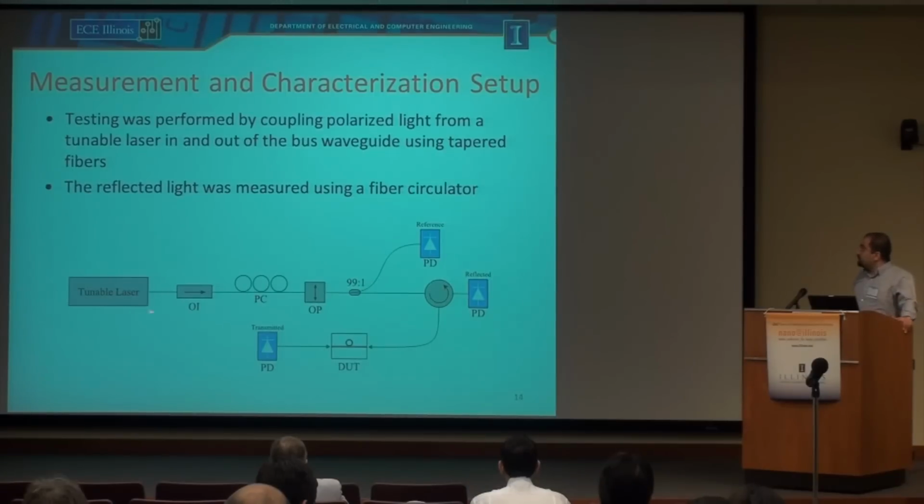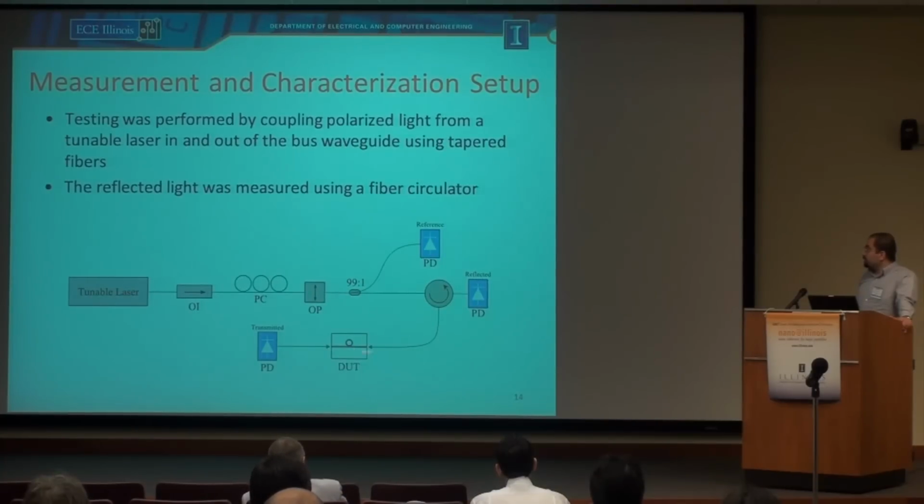Also, for measuring these devices, we couple a tunable laser. We pass it through an optical isolator and a polarizer. We sample the light that goes to the device, and then we send the remaining light to the device. The light is coupled to the device using tapered fibers, and we measure the transmitted light that goes through the device. Also, the reflected light is measured using a circulator.